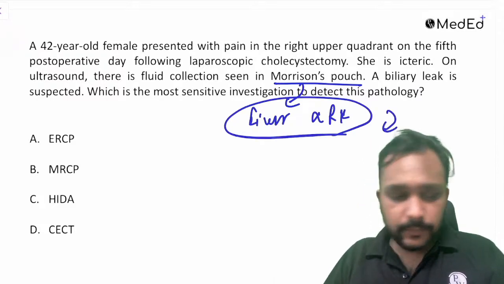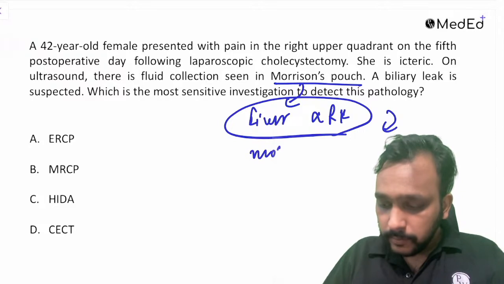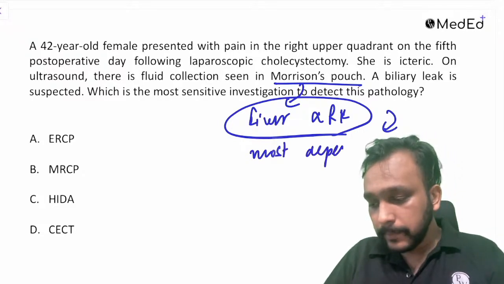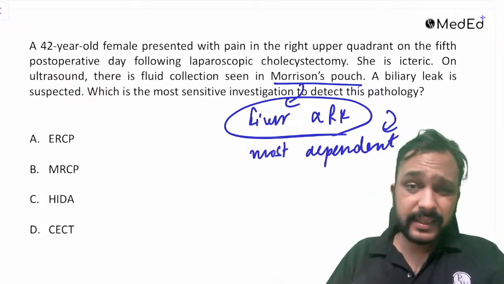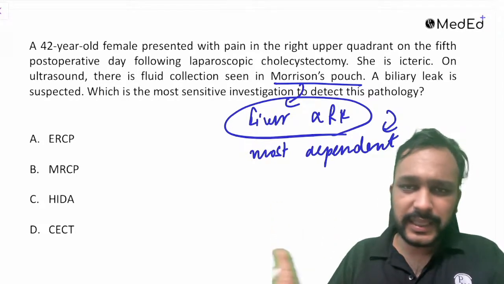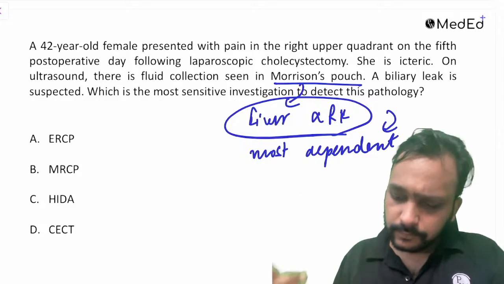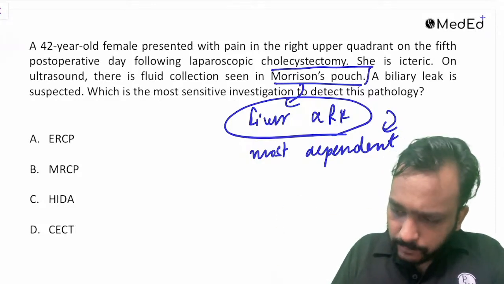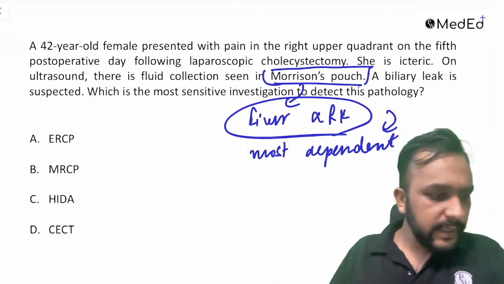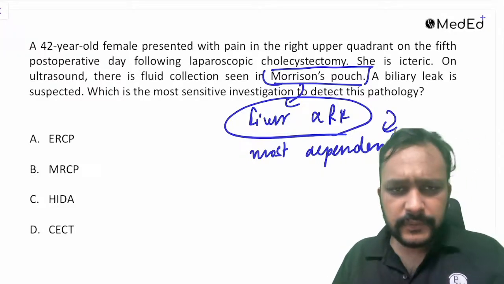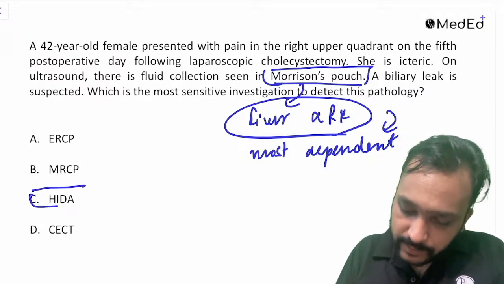Right? It is the most dependent part of the peritoneal cavity. If there is any fluid within the peritoneal cavity in supine position, it is going to collect in the Morrison's pouch. So very nicely answered by Ayush Tiwari. The answer is HIDA scan, right?